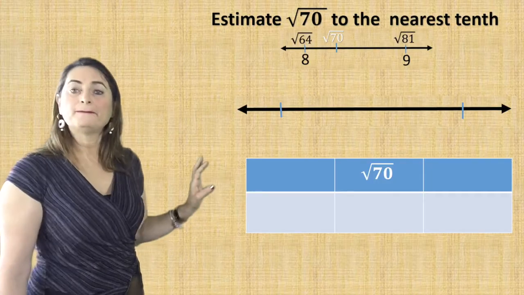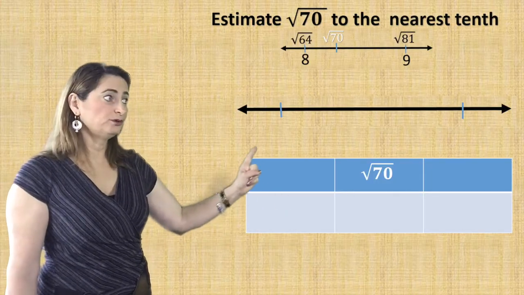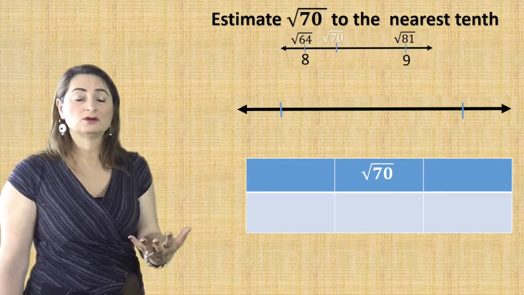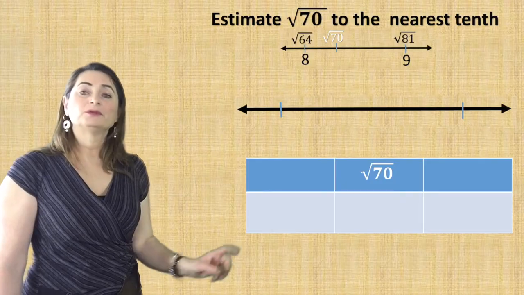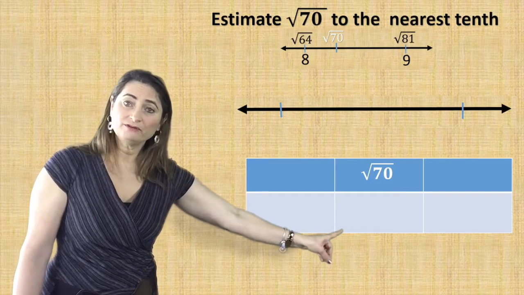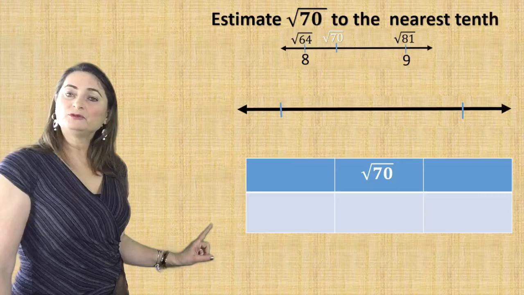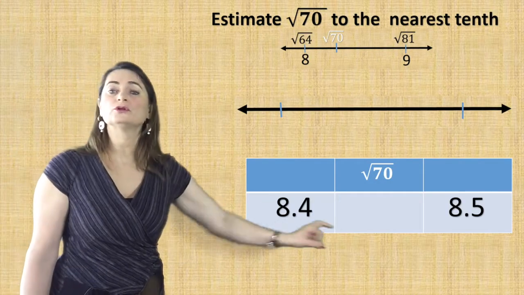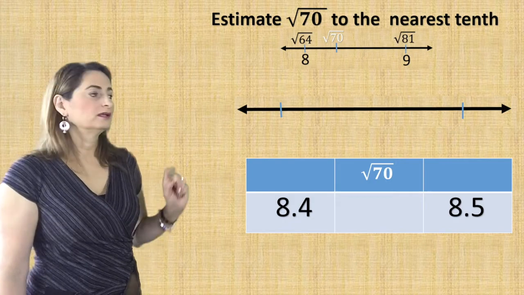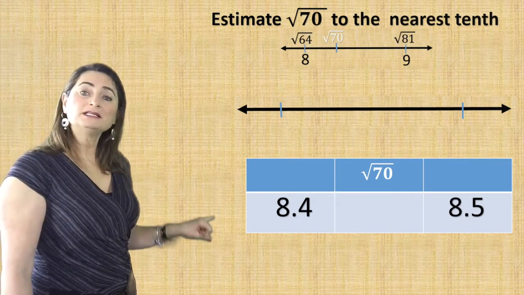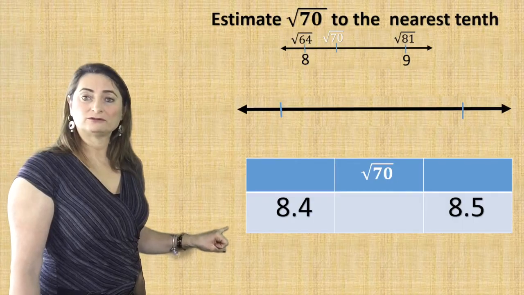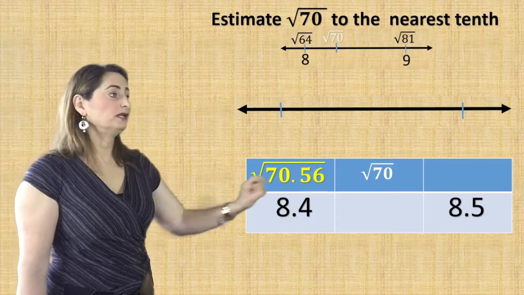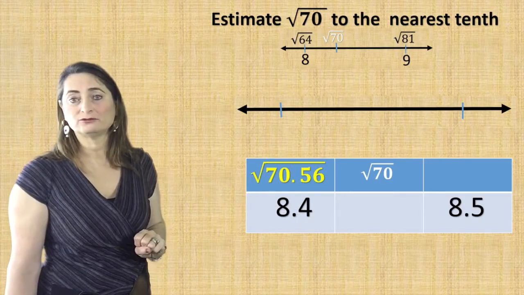So again, make a table with the square root of 70 right in the middle. But this time, I am going to start with the opposite, which means the answers. Because I know it's not going to be 8.5, I'm going to put it between 8.5 and 8.4 and see, is it closer to the 8.4 or closer to the 8.5? To do that, multiply 8.4 by itself. What would that give you? 70.56. And multiply 8.5 by itself. What does that give you?